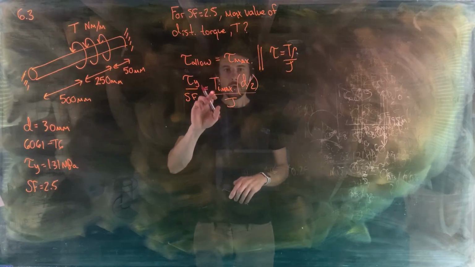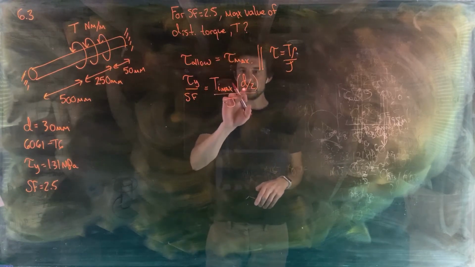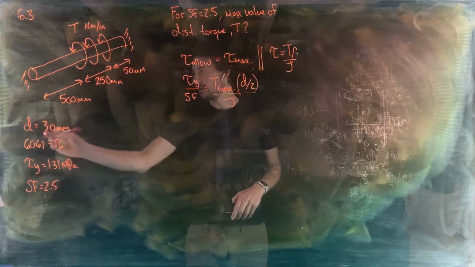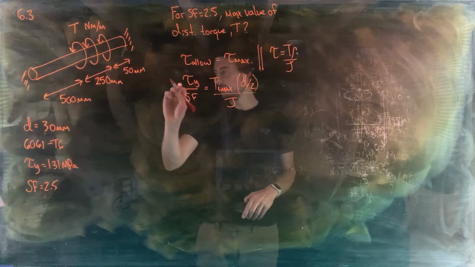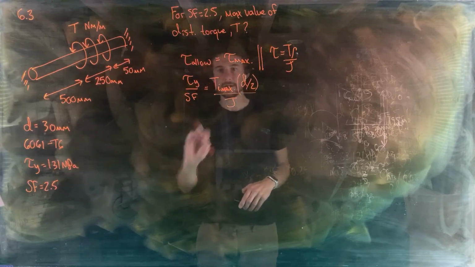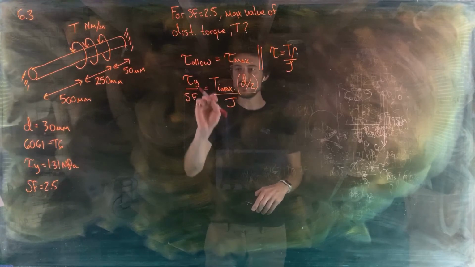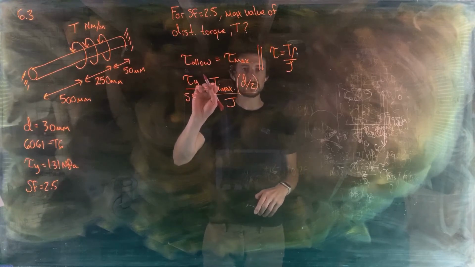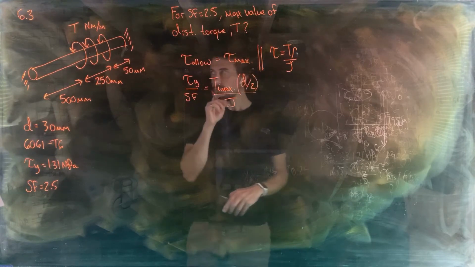So now looking at what we have, we've got D, right? D is 30 millimeters. That means we've got J. We've got Ty, that's 131 megapascals. We've got our safety factor. So the only thing that we need now is the maximum internal torque. Okay.